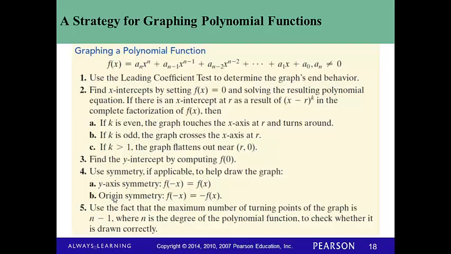And then here's a strategy for graphing a polynomial function. The first thing you want to do is use the leading coefficient test to determine the graph's end behavior. The second thing would be to find your x-intercepts and determine their multiplicity, if it's even or odd. Then you can find the y-intercept, look for symmetry, as well as turning points.